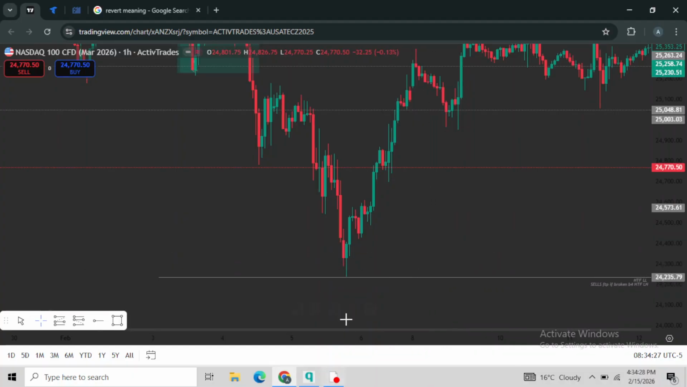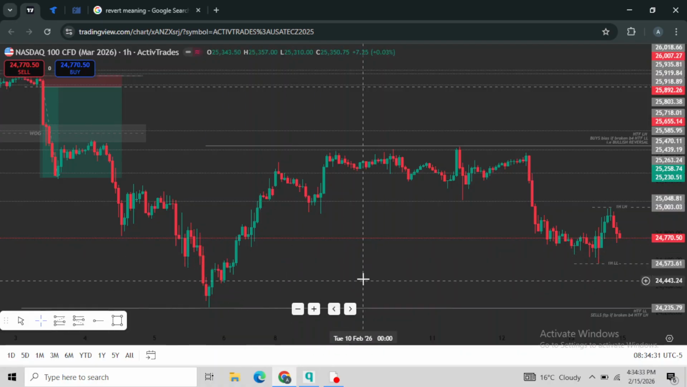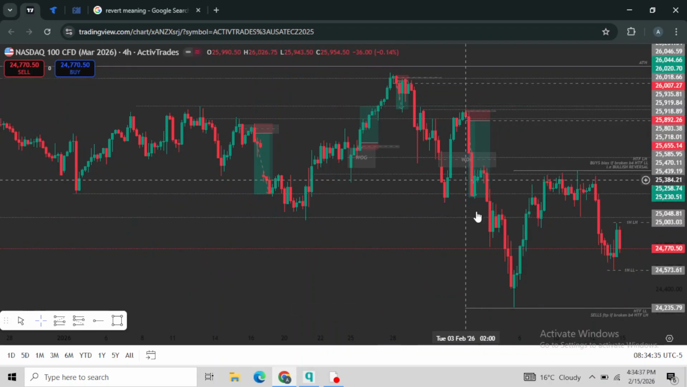So by the time we are finishing, we ought to be clean. Let's go back to the 4 hour, to the second trade. This is a high time frame execution.